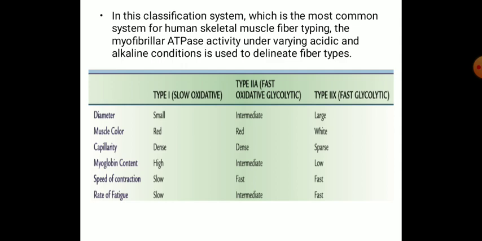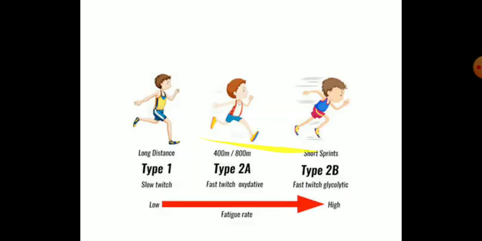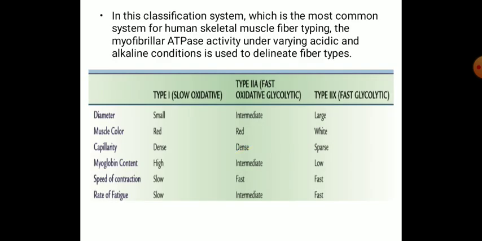So in this classification system, which is the common system for human skeletal muscle fiber typing, the myofibrillar ATPase activities under varying acidic and alkaline conditions are used to delineate fiber type. As I said, the basic energy requirement for carrying out a particular function is the primary criterion which determines the classification into these three categories.